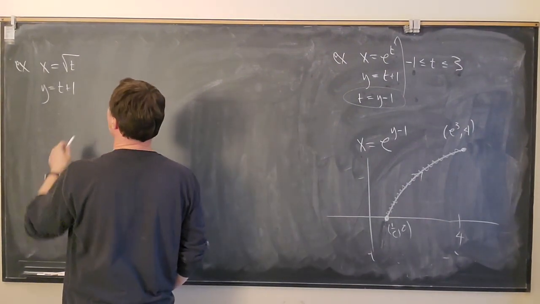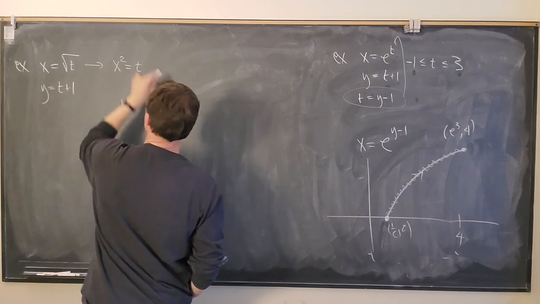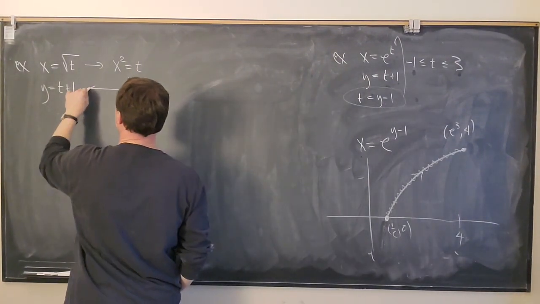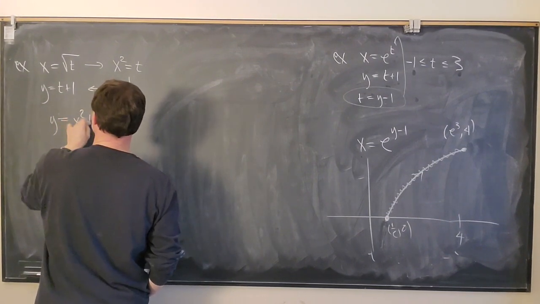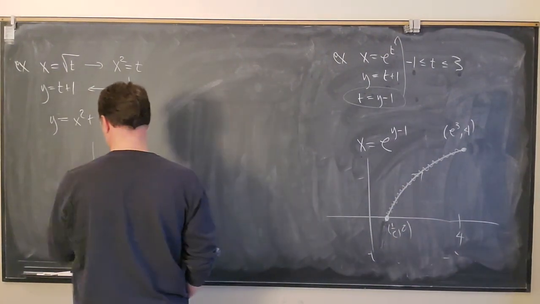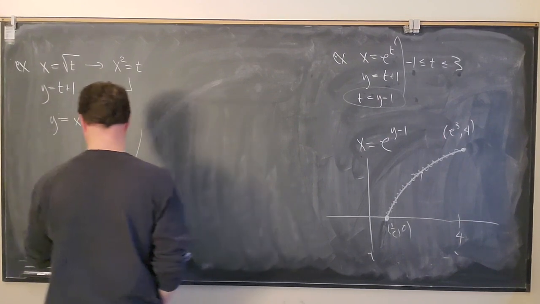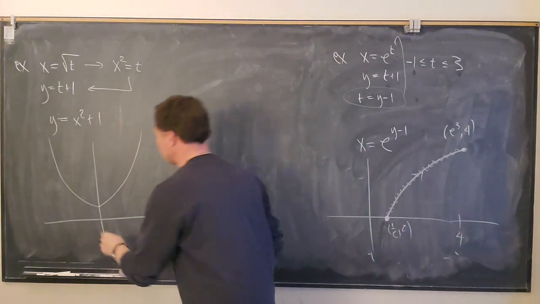Well, what I could do, this tells me that t equals x squared. And so if I substitute into there, what we get is y equals x squared plus 1. That's a familiar parabola. Looks like that. All right, that's at height 1.